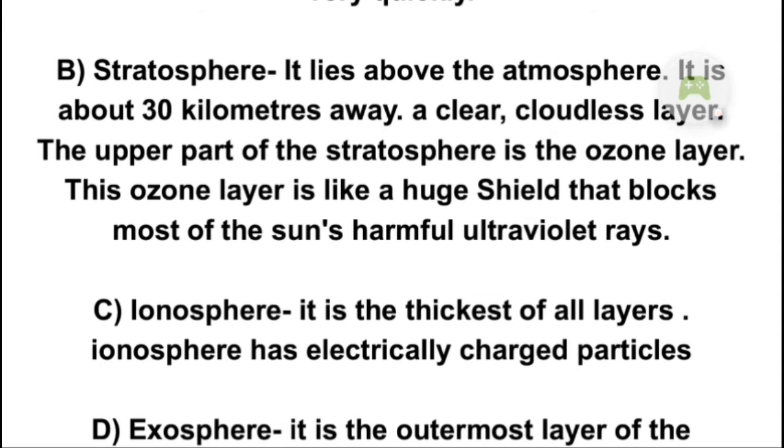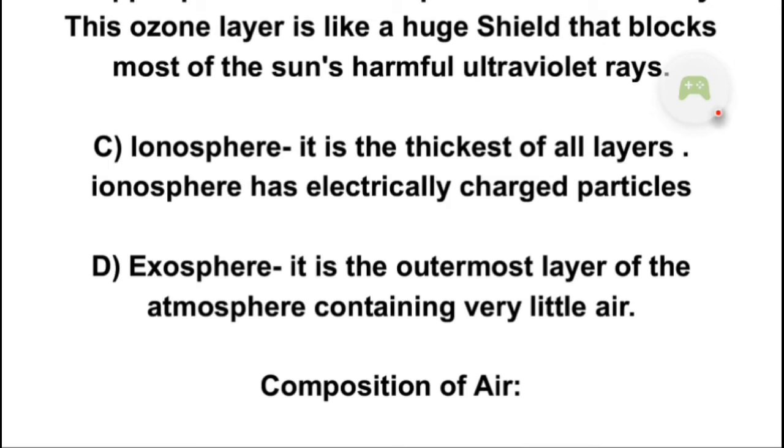What is the ionosphere? It's the thickest of all the other layers present in the atmosphere. The ionosphere has electrically charged particles. Electrically charged particles are present in which layer of the atmosphere? Ionosphere. Okay, right? The next layer of the atmosphere is the exosphere.